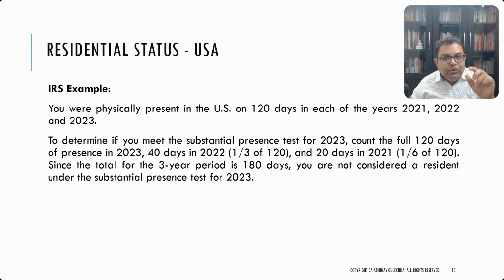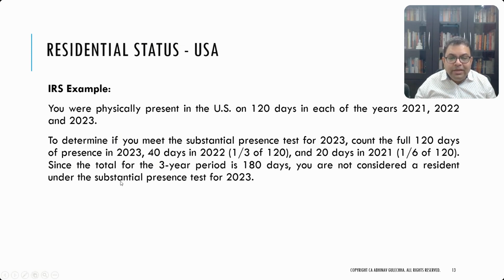40 days in 2022. What is 40 days? One third of 120, right? One third of the previous year as compared to the year in question. So you add 40 days, then 20 days of 2021, one sixth of 2021. That is one sixth of 120 equals 20. So you total up 120 plus 40 plus 20. This total becomes 180 days.